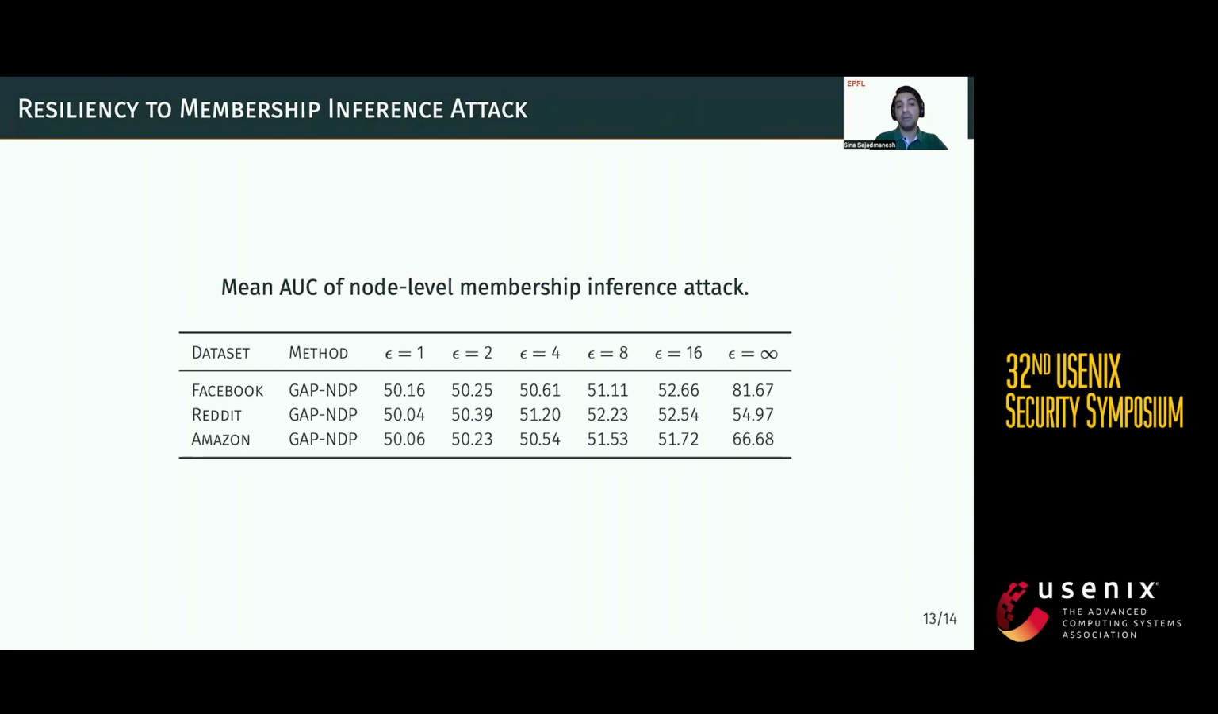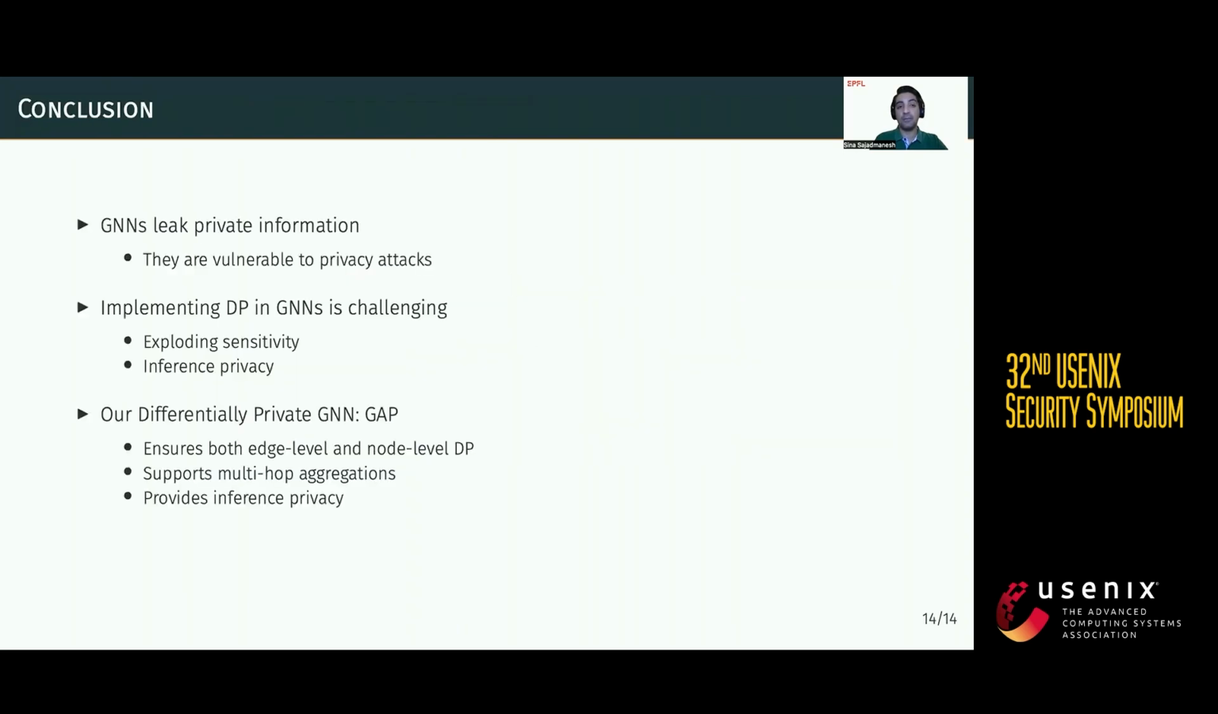In the node-level DP experiment, we used pretty large epsilon values. So one question is whether these values will provide meaningful privacy. To answer this question, we also use the membership inference attack to empirically measure the privacy of our method. Here we use the same range of epsilon values as before, and we report the mean AUC of the membership inference attack. We can see that while the attack is pretty successful in the non-private setting, it performs close to random guessing in the private setting, even when epsilon is as large as 16.